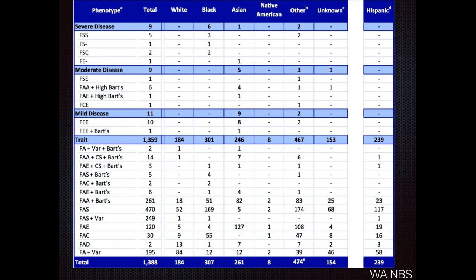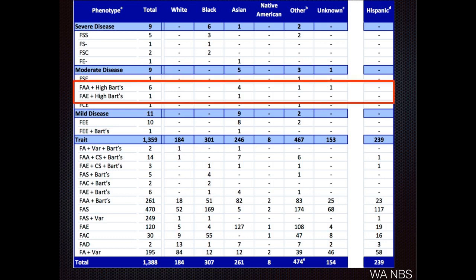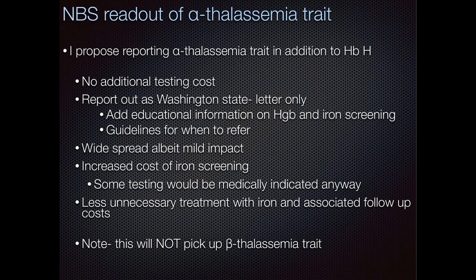So in Washington State, this is a summary of diagnoses. In the red box there are hemoglobin H disease, and you see in this year it's only 7. But then if you look at those with various versions of alpha-thal trait, it's far more. And it covers a wide range of ethnic backgrounds. So I propose that reading out on alpha-thal trait in addition to hemoglobin H would not be any additional testing costs, or at least for this initial screen.